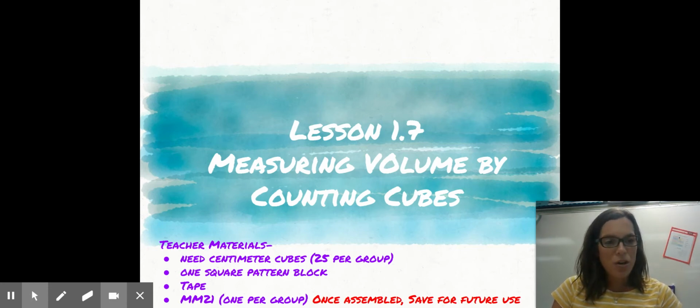So make sure you have your dry erase board out. Make sure you have your marker, your eraser, your math journal, and you're ready to start with your warm-up.